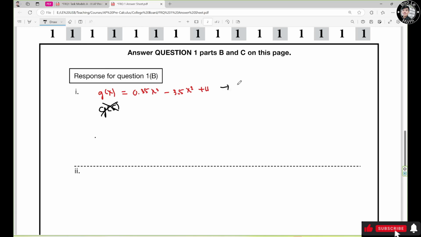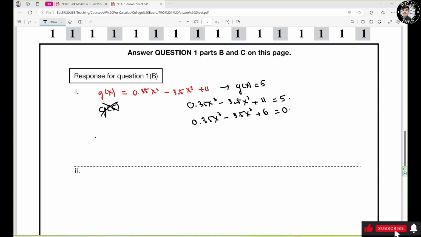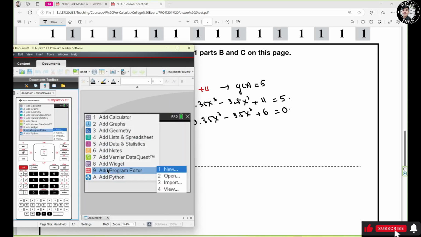You have g of s equals 5. Then you have 0.35 s cubed minus 3.5 s squared plus 11 equals 5. Right? Then you're going to subtract 5 from both sides, so you have 0.35 s cubed minus 3.5 s squared plus 6 equals 0. Now you're going to pull up the calculator and solve this one.